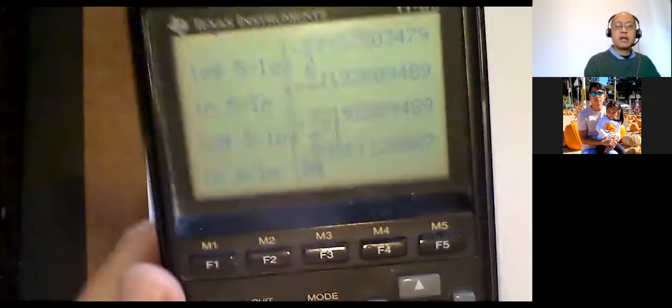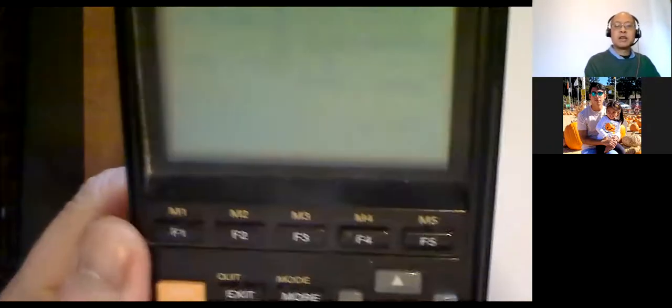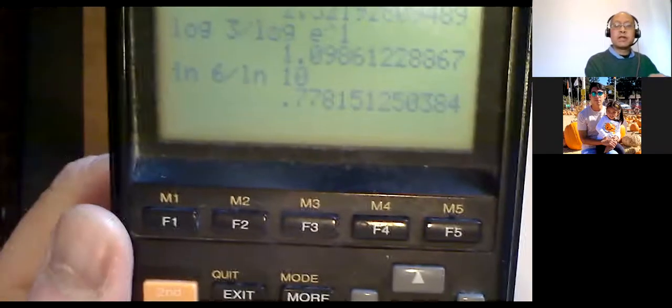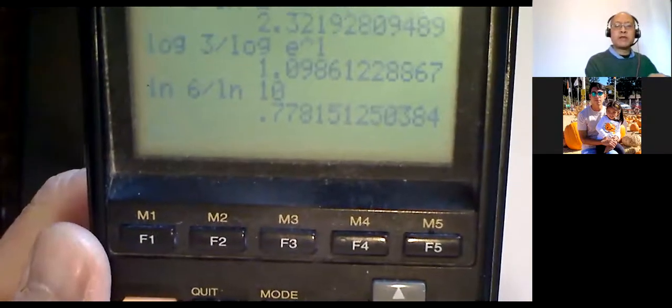Okay, and let me punch that out so you can see what that is. So ln 6 divided by ln 10, ln 6 divided by ln 10, 0.77815, 0.7782.